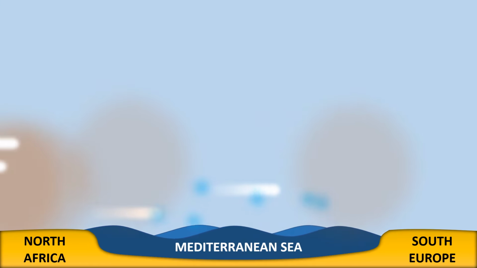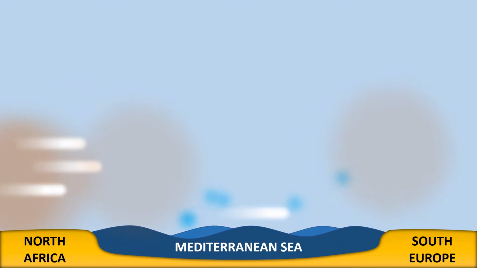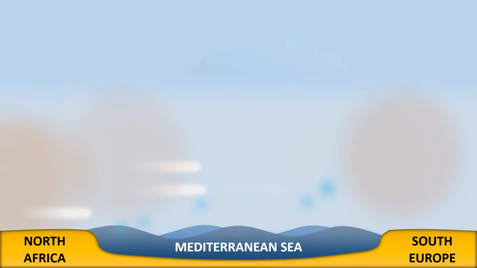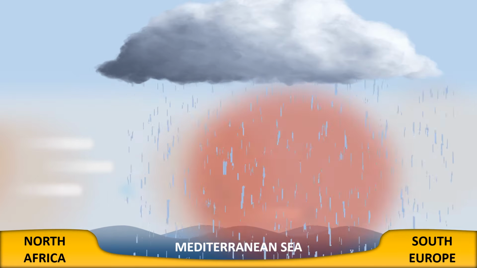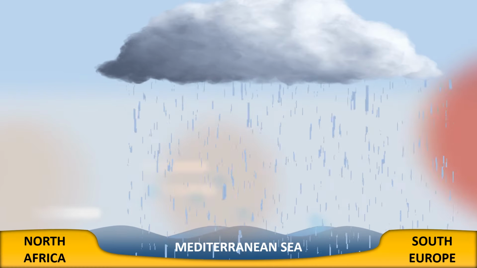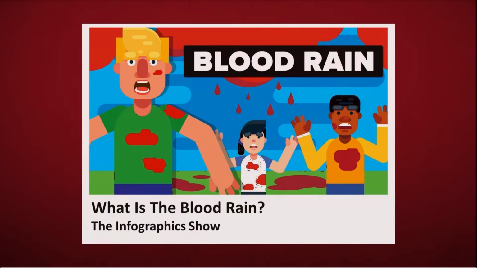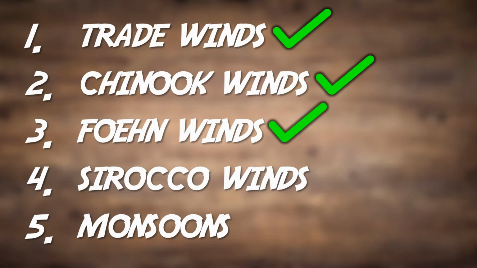Now, Sirocco winds are much more than just dust and sand in the wind. This is because sandy Sirocco winds moving over the Mediterranean can absorb moisture and cause heavy fog and rain, sometimes with a distinct blood red hue, hence the ominous term blood rain, given to Sirocco winds that mix reddish-orange sand and dust with moisture and condensation from the Mediterranean. If you want to learn more about blood rain, I've left a link from the infographic show in the description that covers everything. And that's Sirocco winds.